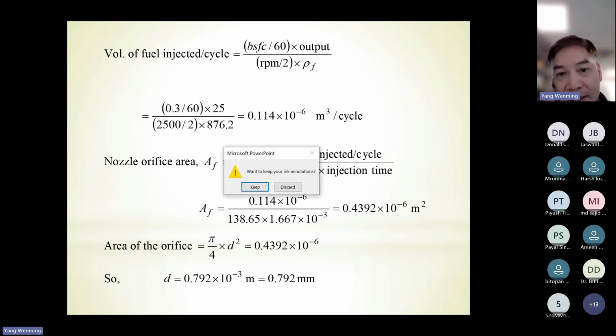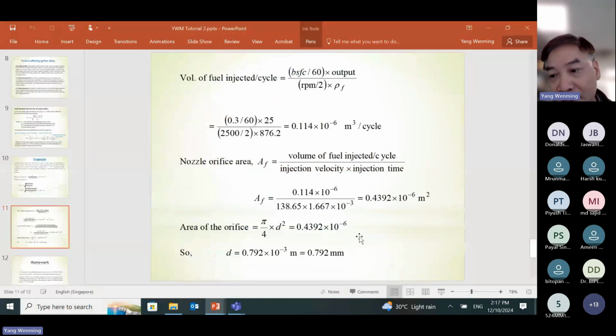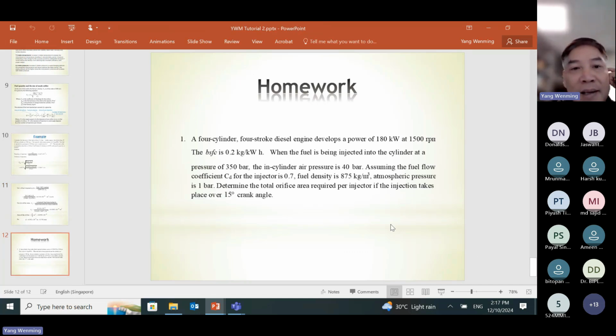So that's the end of this tutorial. We still have 2 minutes. This is homework. You can try by yourself at home. This can be part of the final examination. If you have any questions, we can discuss. Any questions?